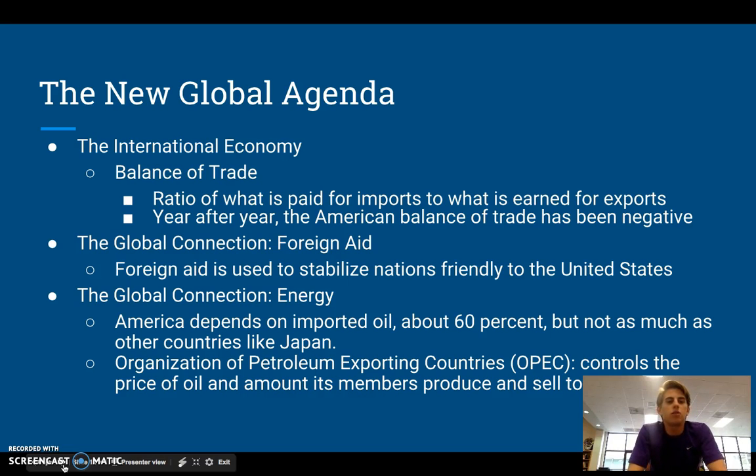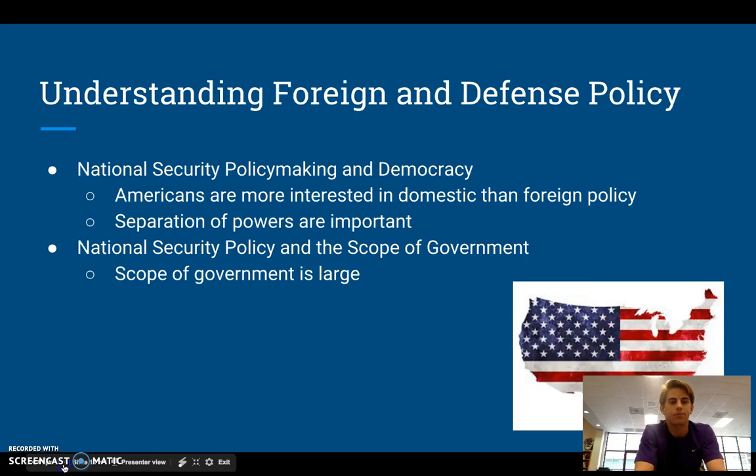And then the global connection with energy is that America depends on imported oil, about 60%, but not as much as other countries like Japan, and we're going to be getting a lot of this oil and fossil fuels from near the Middle East. And the Organization of Petroleum Exporting Countries, or OPEC, controls the price of oil and the amount its members produce and sell to other nations. So this makes it so that one nation cannot control all of the oil sales and therefore highly escalate all of the prices.